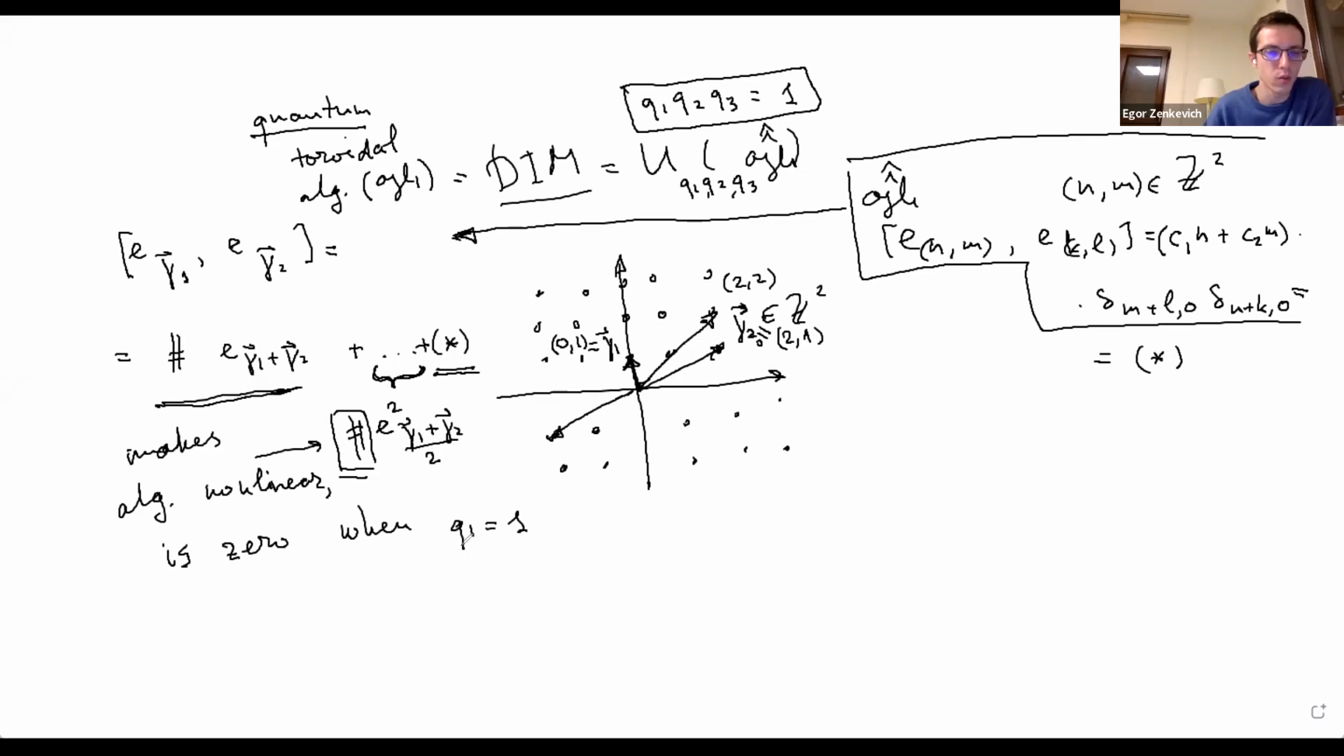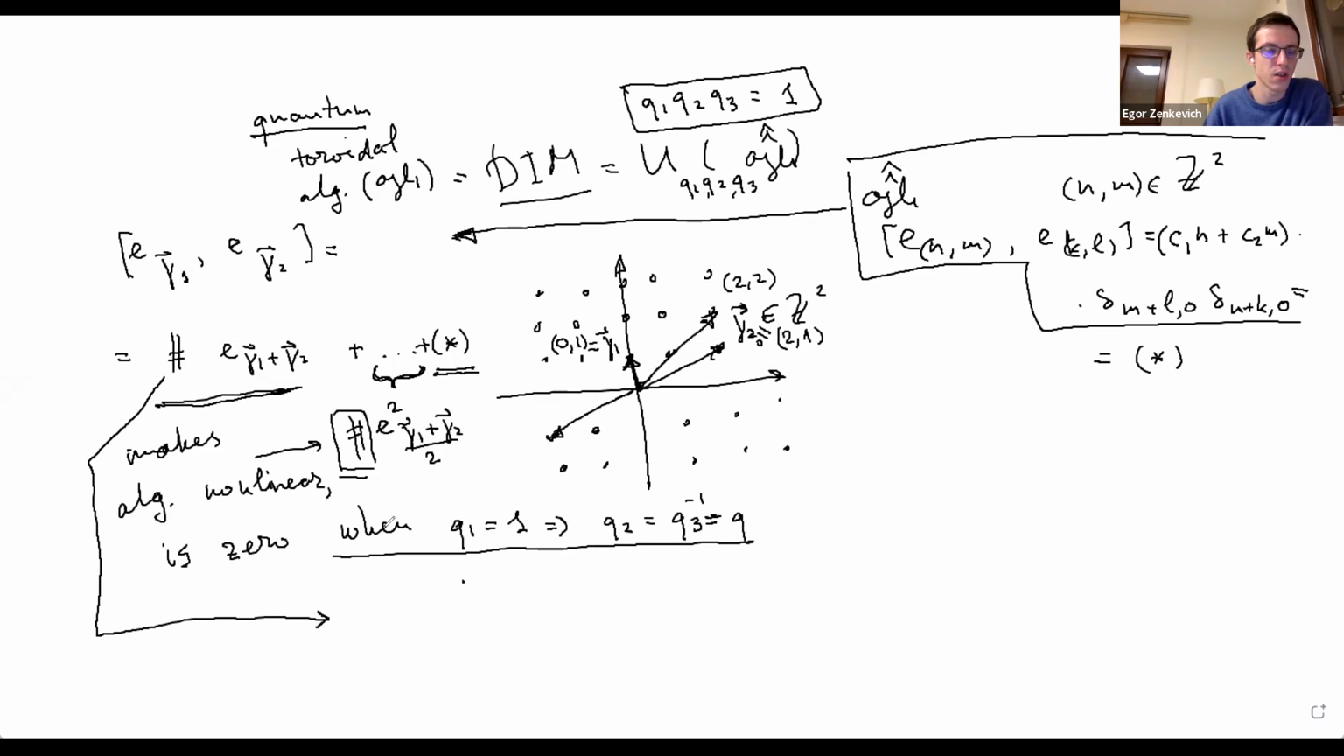So when one of them is equal to 1, the other 2 become inverse to each other. So Q2 is Q3 inverse. And let us call this parameter in this limit Q. Then in this case, the algebra is linear, and we can write what is this coefficient.